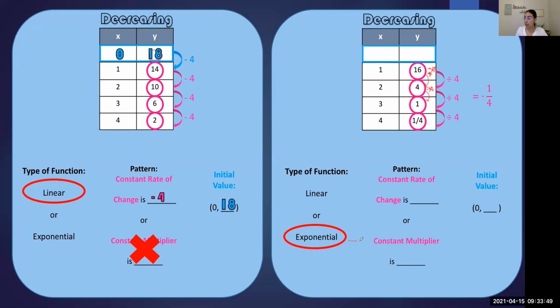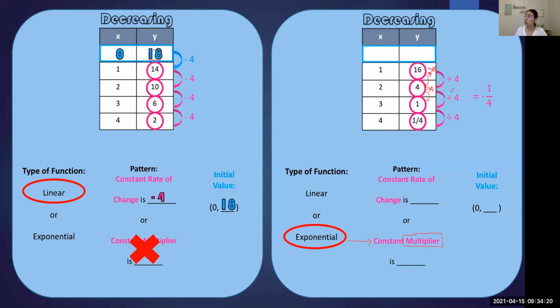Now, I want you to keep one thing in mind. If it's exponential, we know we have a constant multiplier. So this word says it's a multiplier. It's multiplication. So although we see a division pattern, that is correct, it is exponential. But when we're talking about writing a constant multiplier, we need to change that division to multiplication. It's not to confuse you guys or anything. It's very simple. All you have to do is change that 4 into a fraction and flip it over.